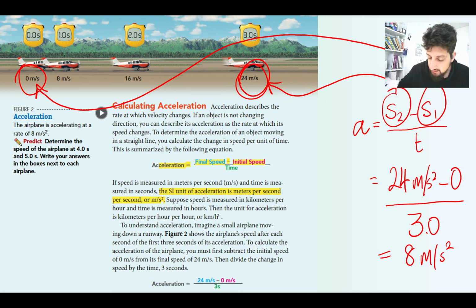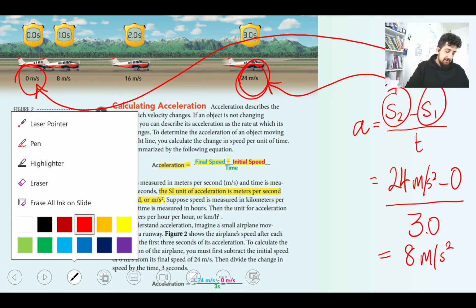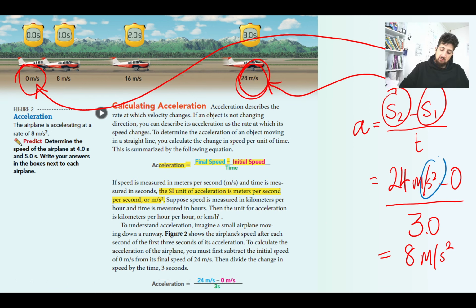I made a mistake here, guys, and nobody corrected me. What mistake did I make? I'll give you a second to think about it. What mistake did I make? The mistake I made was, I'm sure some of you figured it out, was over here. What's the unit for speed? Meters per second. It's not meters per second squared. The unit for acceleration is meters per second squared.